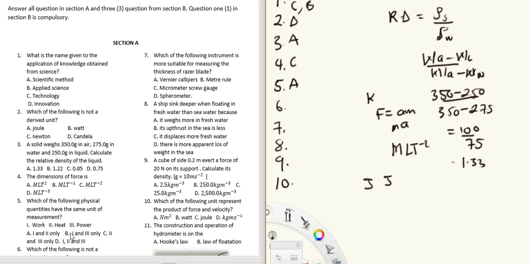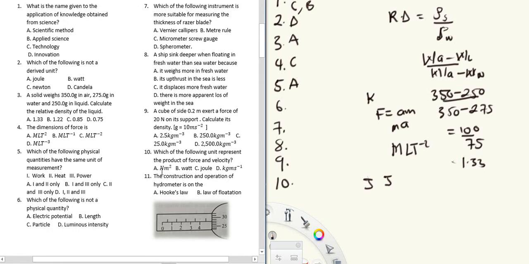Option A rather. And so that is that. So question 6, which of the following is not a physical quantity? If you read through electric potential, length, and luminous intensity, these are all physical quantities, but particle is not. So we'll choose our C, and then we'll go to question 7.